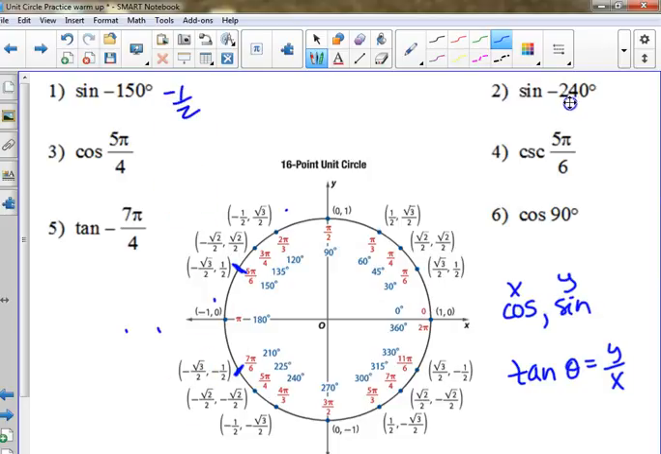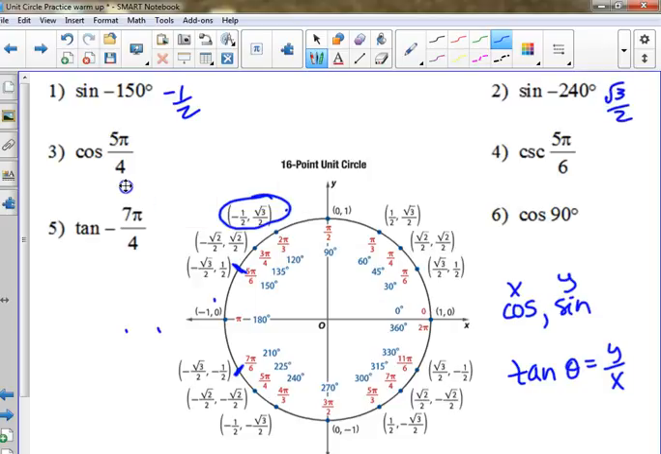All right, number 2, negative 240. You could add 360 to that and get positive what? 120. So we're at this spot right here. What's the sine? Positive square root of 3 over 2.